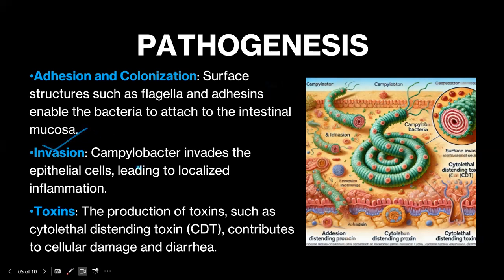Invasion: Campylobacter invades the epithelial cells, leading to localized inflammation. It means that they can invade the epithelial cells of our GIT tract and cause inflammation at that site. Also, most important, it produces toxins such as cytolethal distending toxin, CDT, which contributes to cellular damage and diarrhea.